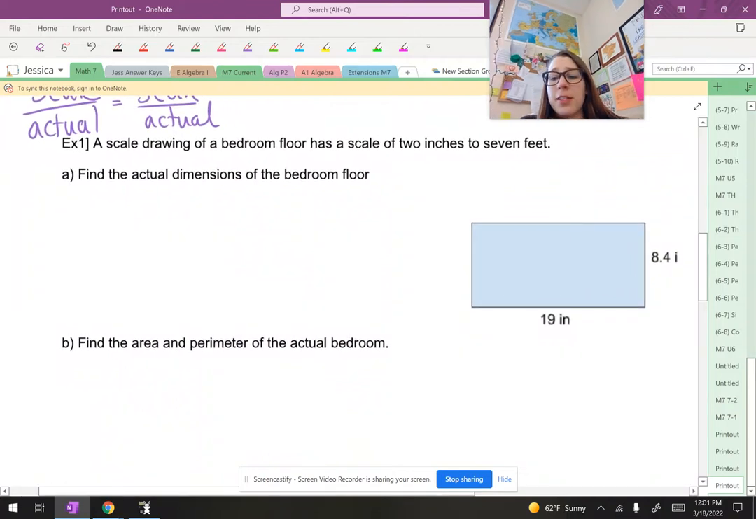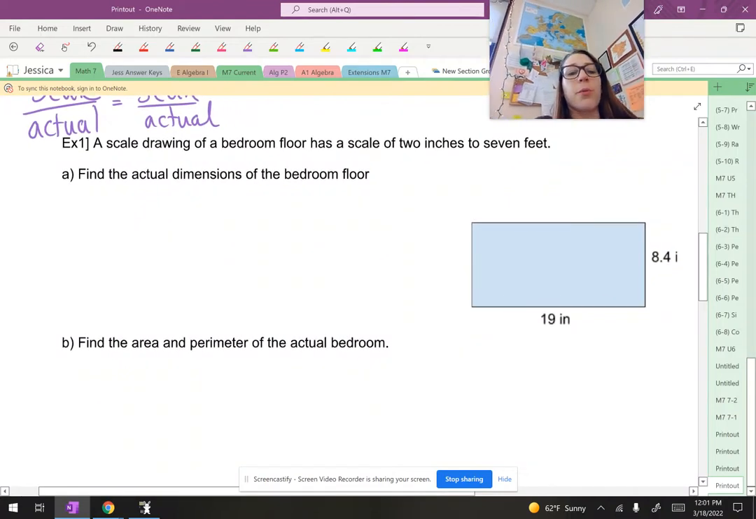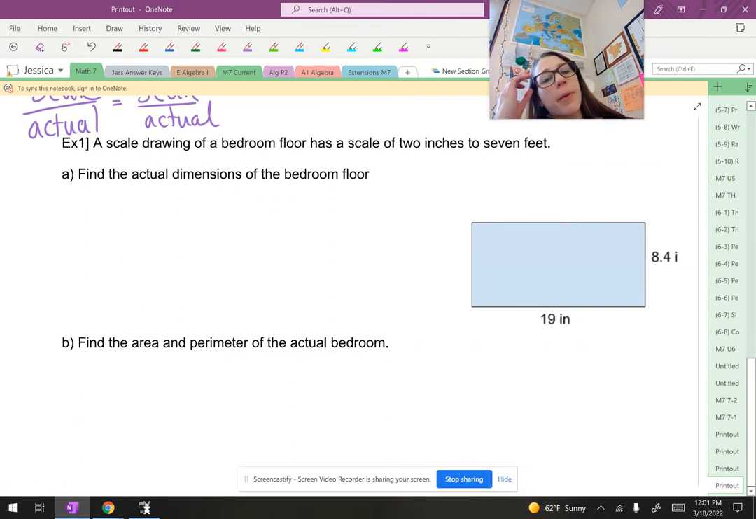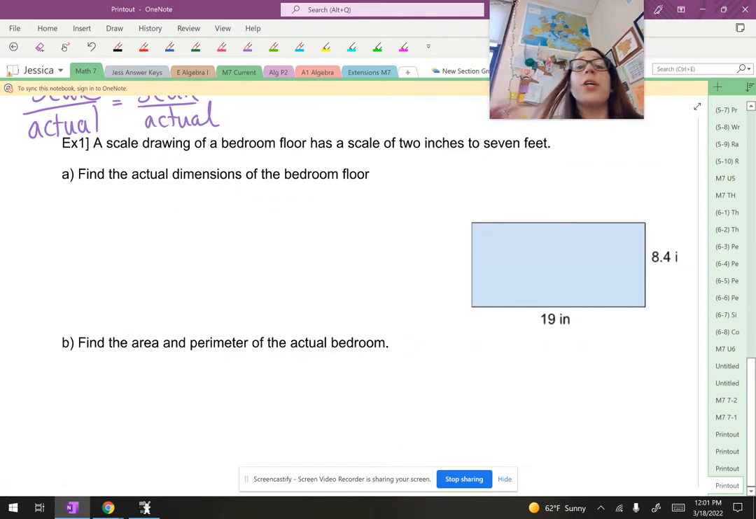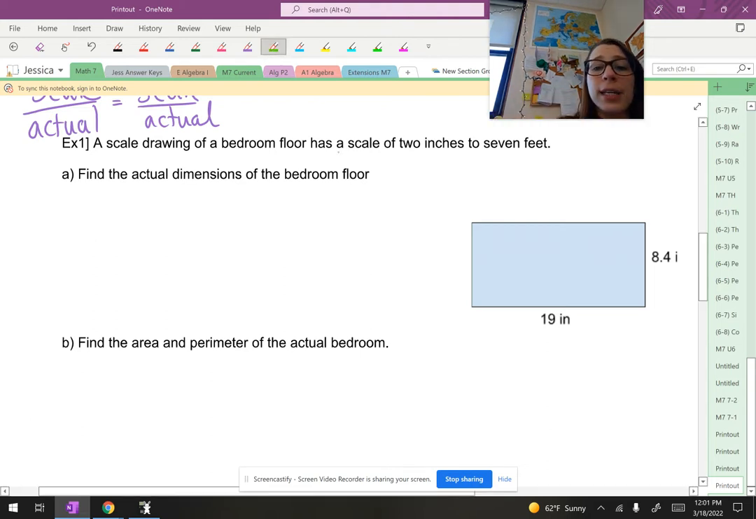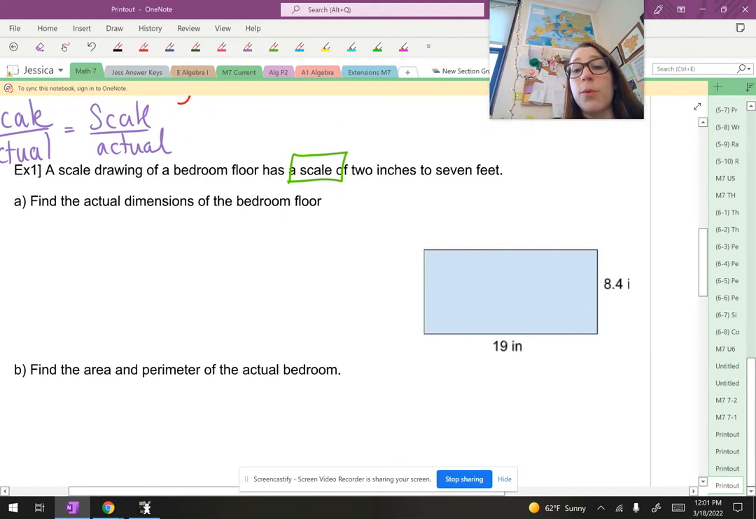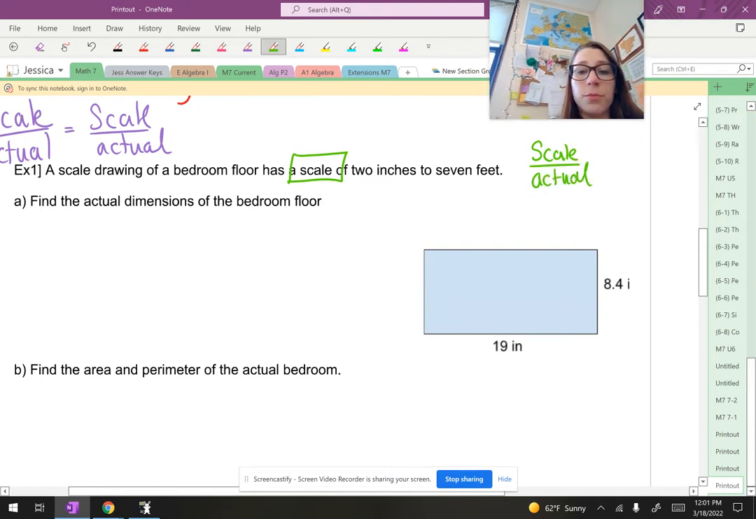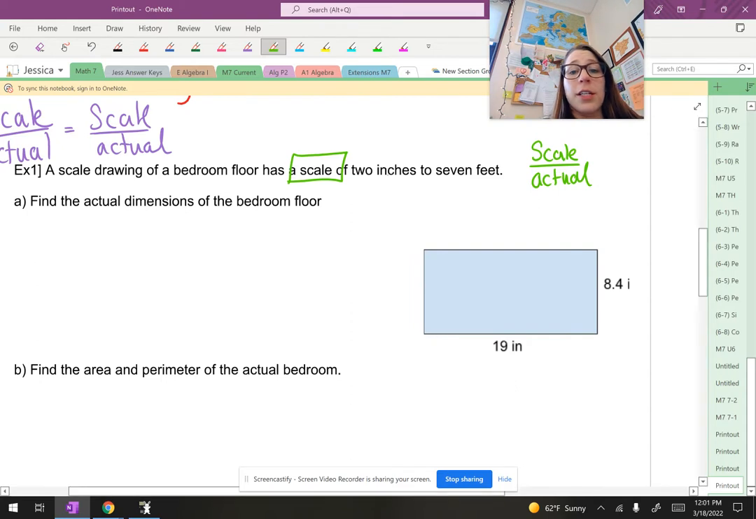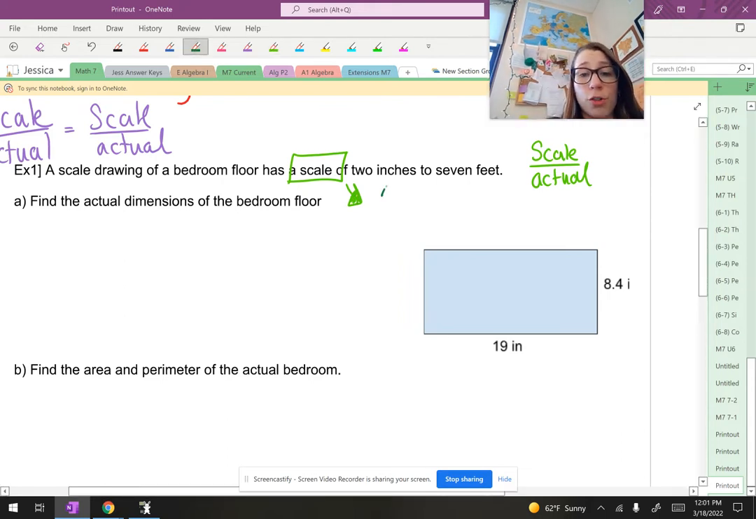All right, so Math 7, 7-3, example number 1. A scale drawing of a bedroom floor has a scale of 2 inches to 7 feet. So immediately I'm seeing scale, and immediately what's going through my head is scale over actual. They're telling me that the scale here is 2 inches to 7 feet. So I'm just going to immediately convert that into the fraction scale over actual. 2 inches is my scale over 7 feet for the actual.